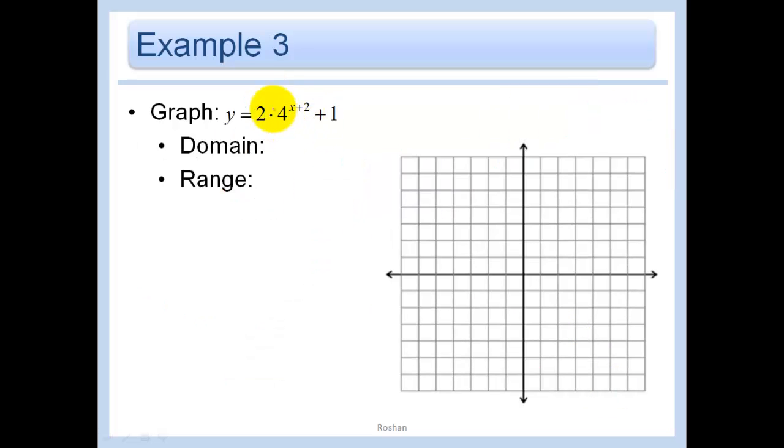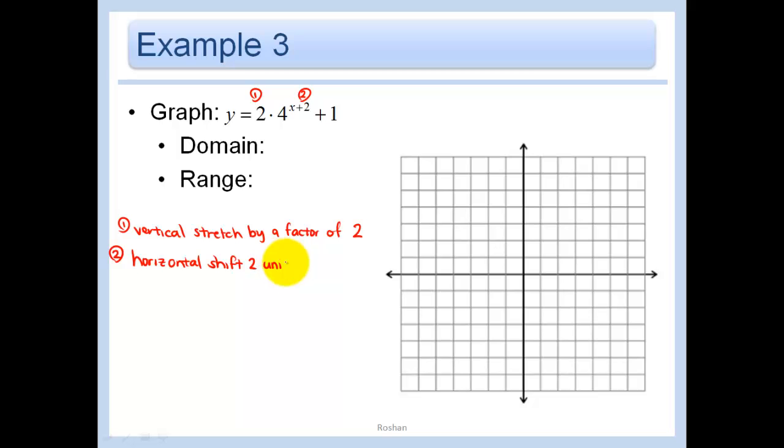Oh, now we get into the fun. Now we have, first step is a vertical stretch by a factor of 2. Our second step is going to be a horizontal shift 2 units left. Because remember, by default, it's x minus. So when you have a plus, that means it's moving left. And our third step is going to be a vertical shift.